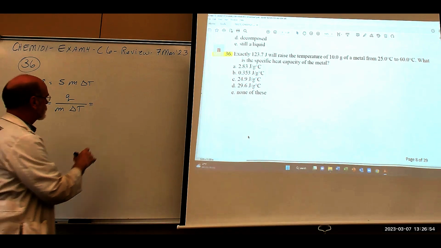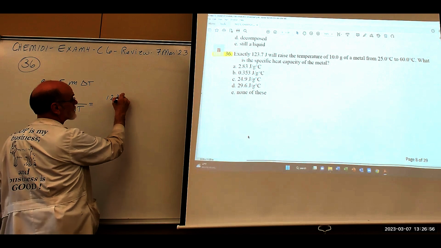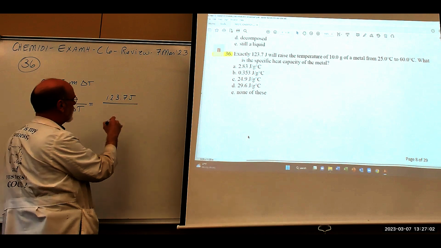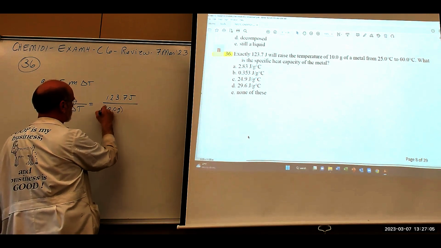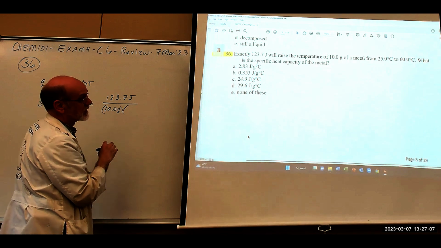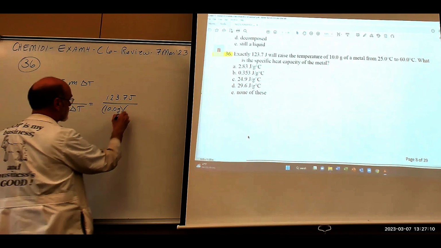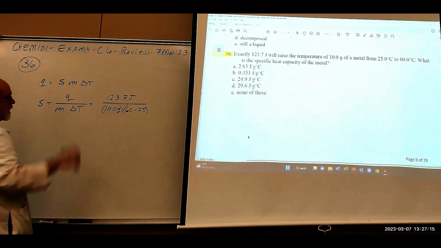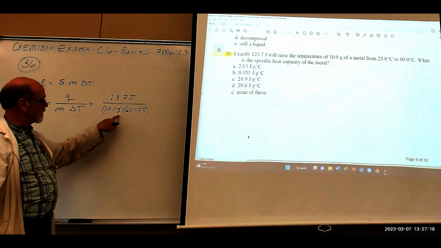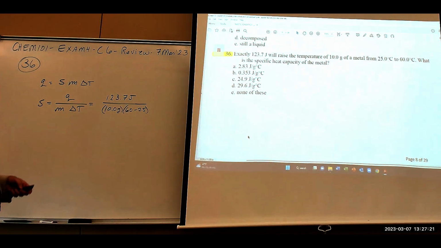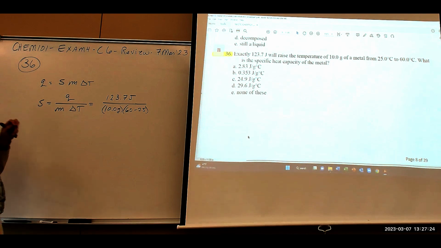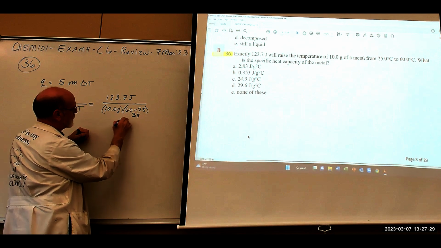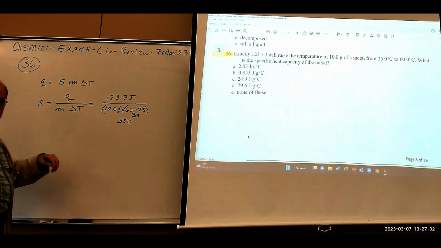So what's the amount of heat? 123.7 joules. The mass, 10 grams. And then the change in temperature is it went from 25 to 60, so it's 60 minus 25. And you solve that equation, right? Joules per gram degree C. Those are the right units of measure. It should come out 0.353. Yeah, it's about a third. Okay.